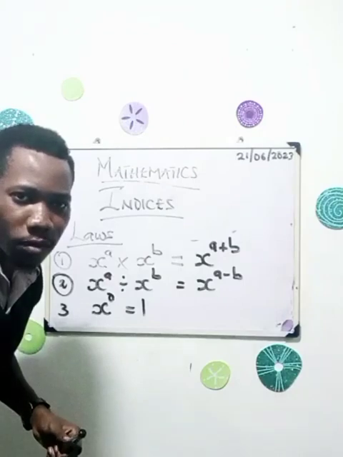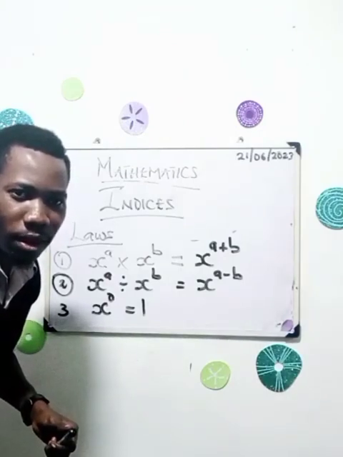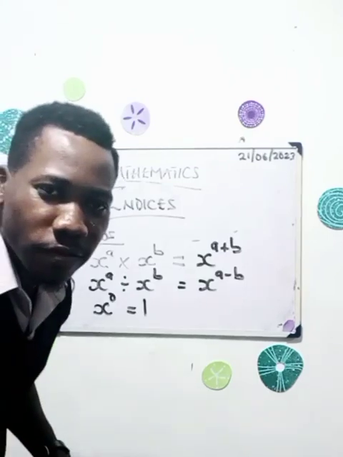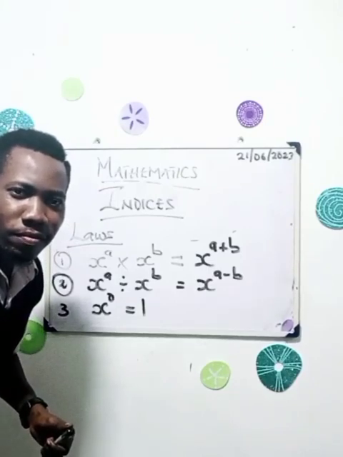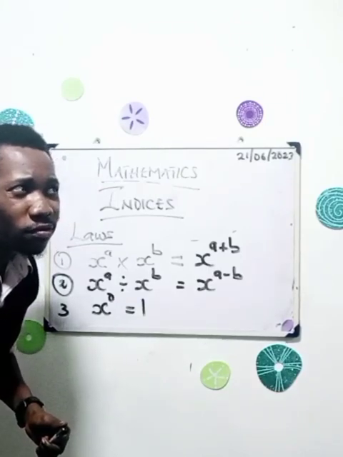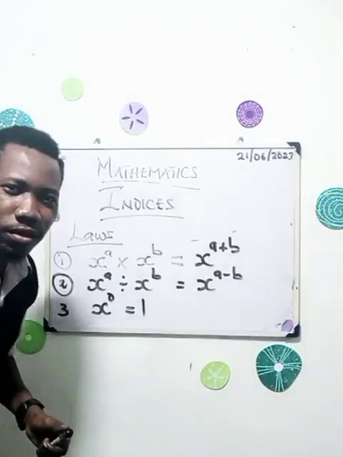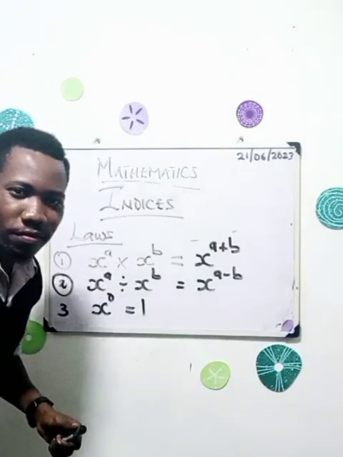Apart from 0 to the power of 0. 0 to the power of 0 is undefined, okay?